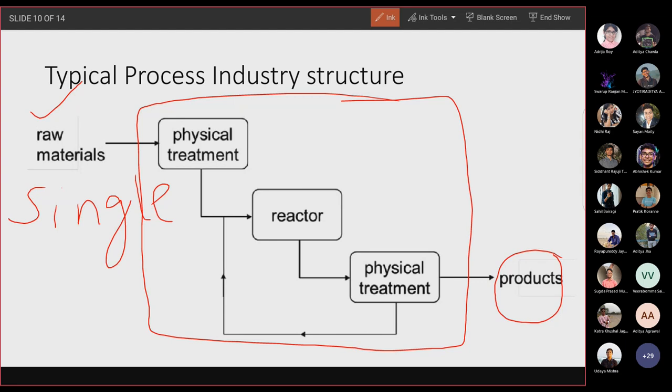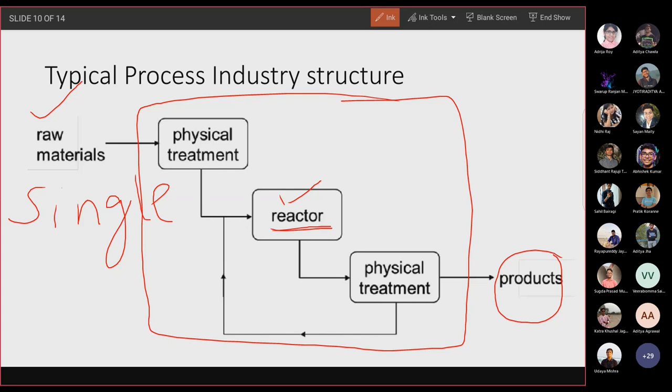The heart of any chemical process industry is the reactor. Before sending the raw material inputs to the reactor, we have to do certain physical treatment. After the reactor, we have to do certain physical treatment. So the reactor is the heart of every chemical process industry. And only a chemical engineer knows all the details and is supposed to be an expert in reactors. We know much more detail of reactor construction, reactor design, and everything compared to any other engineer. Even a chemistry person doesn't know full details like a chemical engineer knows about reactor engineering.